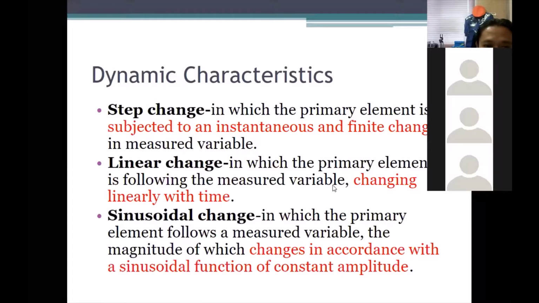So the step change is one in which the primary element is subjected to an instantaneous and finite change in the measured variable. The linear change is one in which the primary element follows the measured variable changing linearly with time. And the sinusoidal change is one in which the primary element follows the measured variable, the magnitude of which changes according to a sinusoidal function of constant amplitude. This is the definition of the step change, linear change, and sinusoidal change.